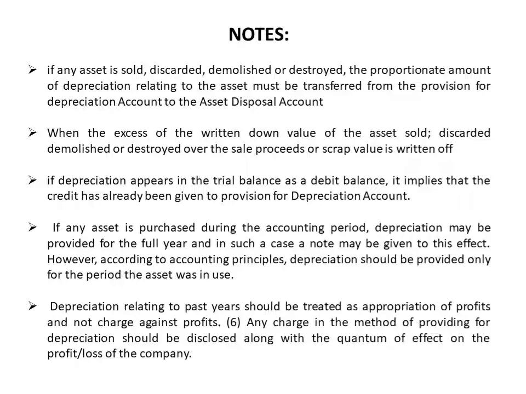If any asset is purchased during the accounting period, depreciation may be provided for the full year, and in such a case, a note may be given to this effect. However, according to accounting principles, depreciation should be provided only for the period the asset was in use. Depreciation relating to past years should be treated as appropriation of profits and not as a charge against profits. Any change in the method of providing for depreciation should be disclosed along with the quantum of its effect on the profit and loss of the company.